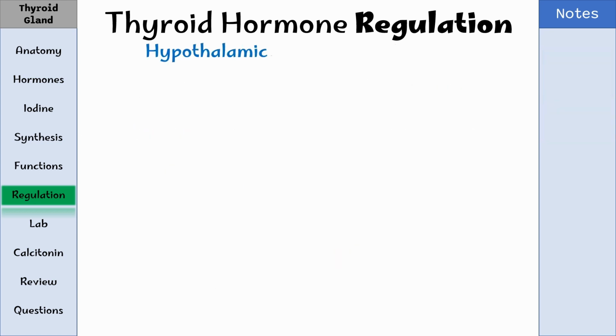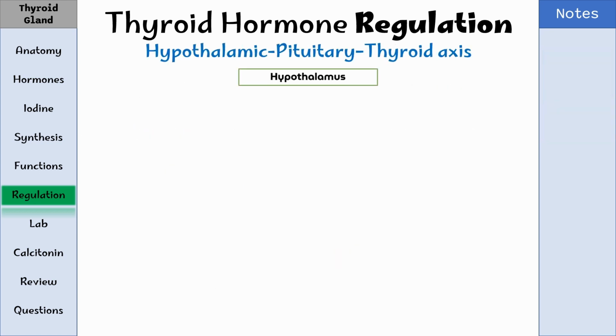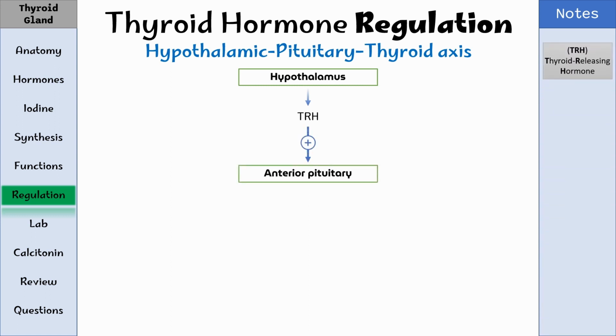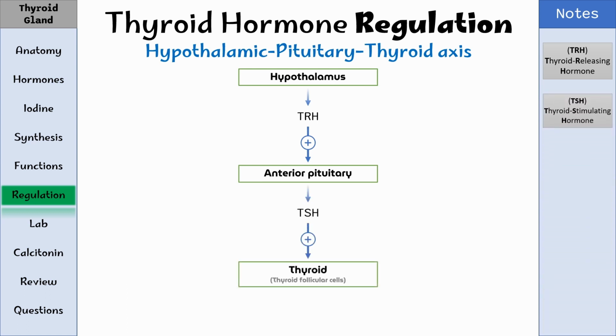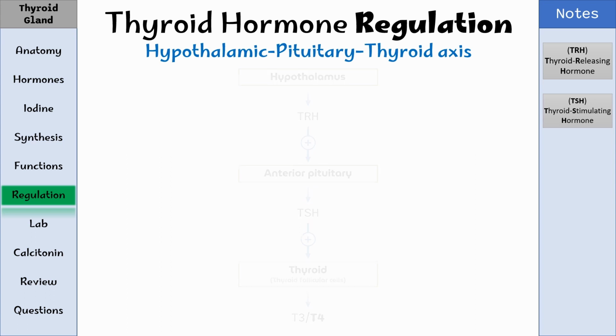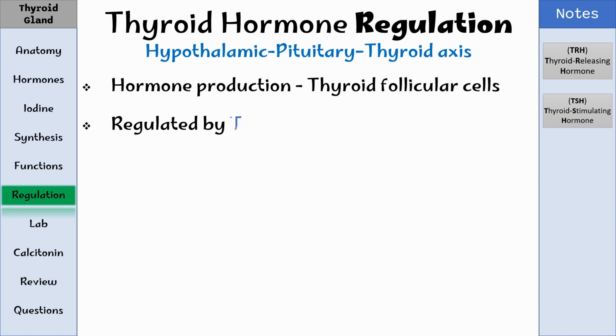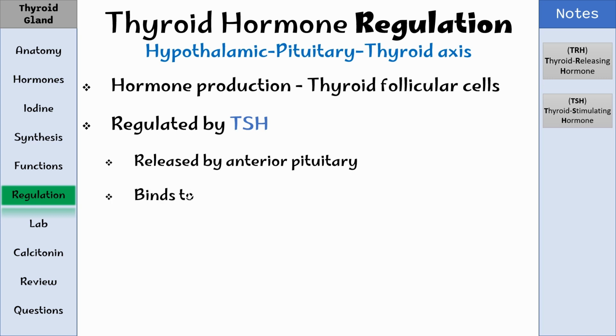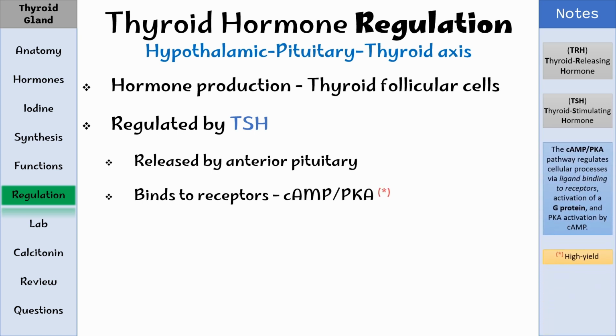In the regulation of thyroid hormone synthesis, the hypothalamus releases thyrotropin-releasing hormone, TRH, which will stimulate the anterior pituitary gland to release thyroid-stimulating hormone, TSH, which will stimulate the thyroid follicular cells. The production of thyroid hormone by follicular cells of the thyroid gland is regulated by thyroid-stimulating hormone, or TSH, also called thyrotropin. TSH is released by the anterior pituitary gland. It binds to receptors on the thyroid follicular cells and stimulates them to release more thyroid hormones. It works via the cyclic AMP protein kinase A second messenger system.